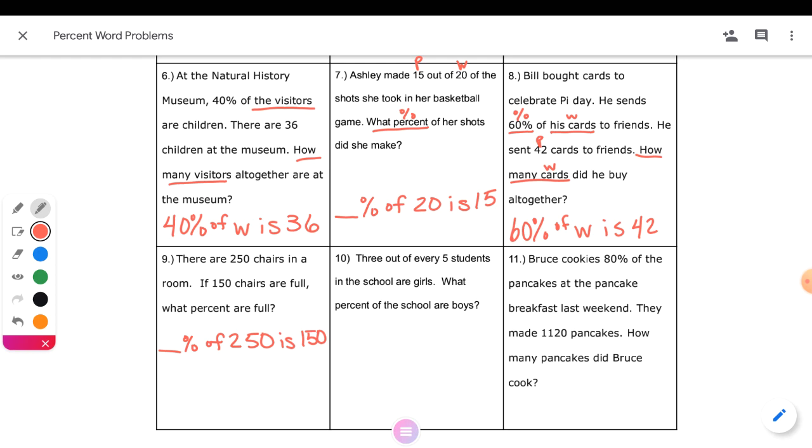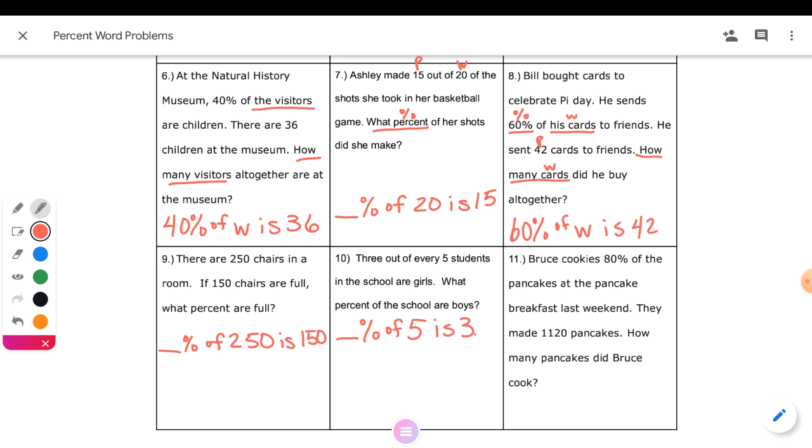Number 10, 3 out of every 5 students in the school are girls. What percent of the school are boys? Leo? What percent of 5 is 3? Go with that. What will I be finding if I solve that? If I know 3 out of every 5 are girls, what will I be solving, Brendan? Percent of 5 is 3.